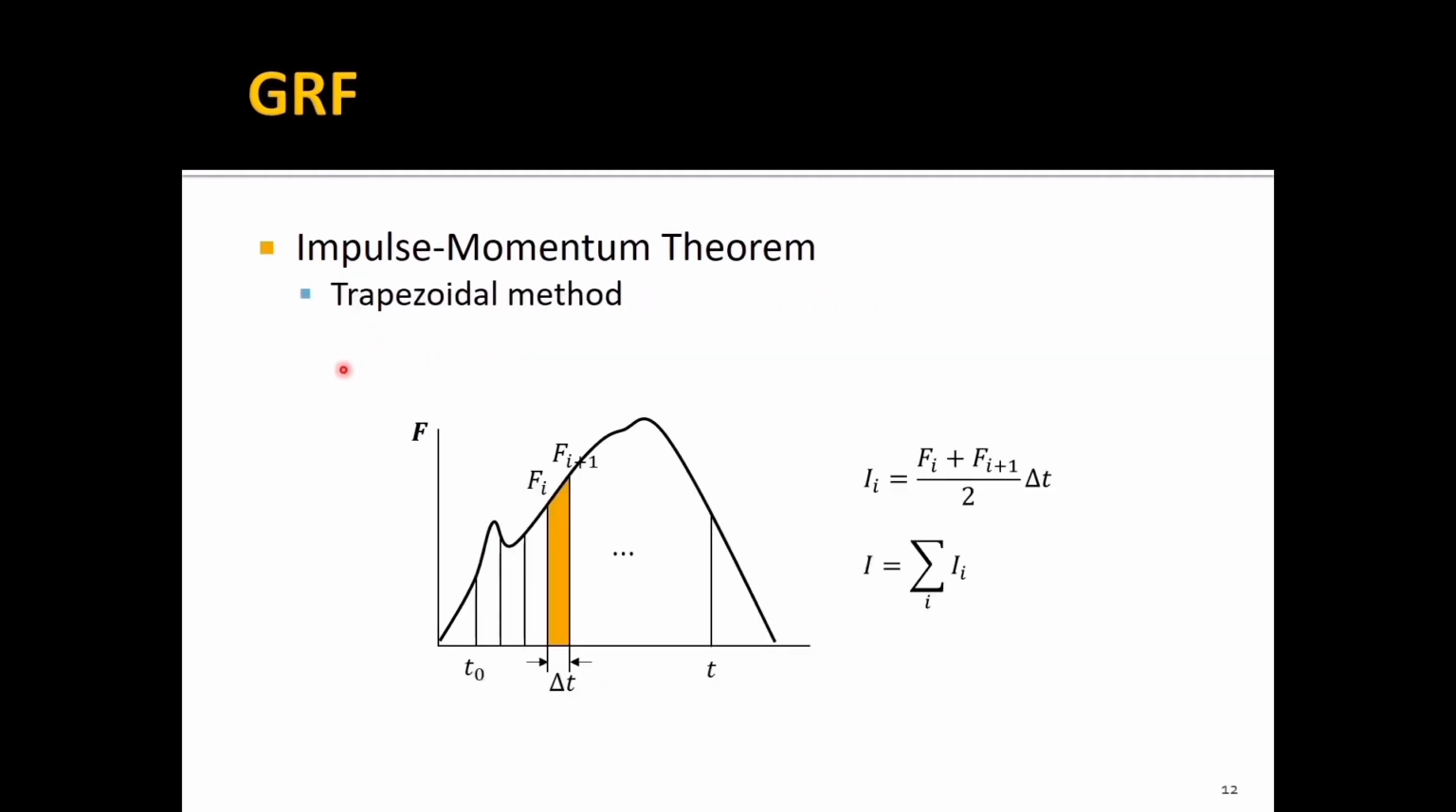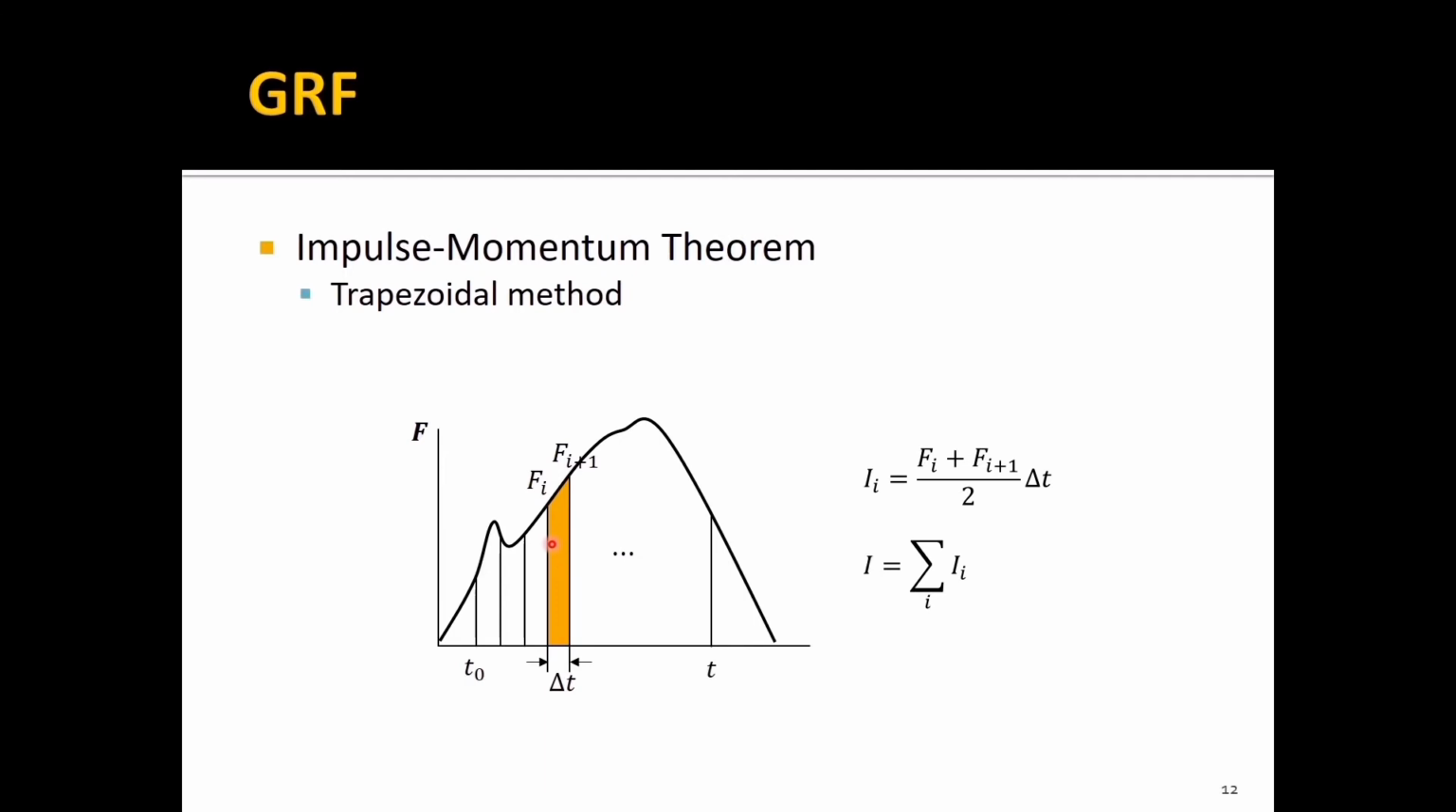For the integral calculation in the impulse momentum theorem, the trapezoidal method is often used. Let's take a look at this figure to better understand the trapezoidal method. And then we have a time and force graph here. And I highlight this one to show you how to calculate this area by using the trapezoidal method.